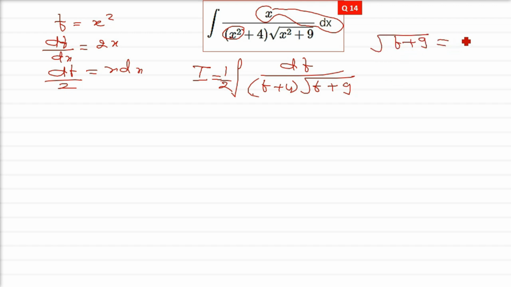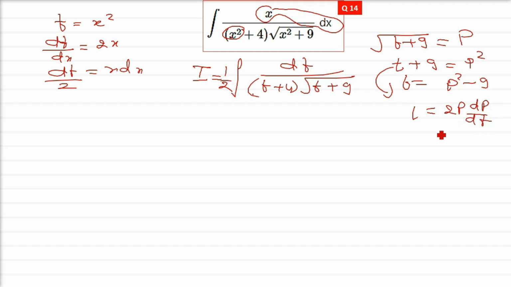So we just take it as some u or p. I'm taking it as p. It's just a letter p, u, anything you can take. So actually we have taken t plus 9 as p square. So whenever we need t, we'll write it as p square minus 9. Let's differentiate it now, because remember we need dt. So we have to differentiate with respect to t. So left is 1, 2p dp by dt on the right. So dt will be equal to 2p dp.